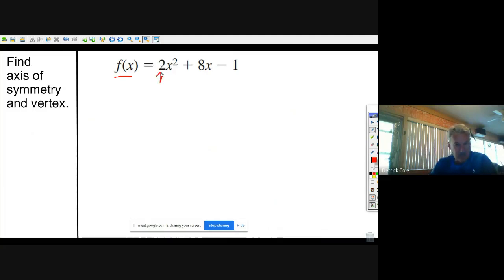This 2 is going to do the same thing it did when we had ax squared. It's going to make it narrower or wider. Narrower, so it's going to be a vertical stretch, right? So this is going to be a little narrower than the regular x squared parabola. You've got to be able to look at these numbers and figure that out. What I think I missed telling you is that this is going to be the y-intercept as well. Always, always, always the y-intercept at -1.